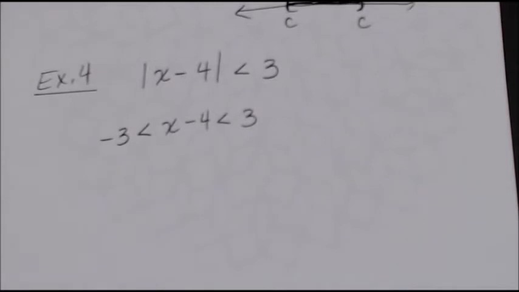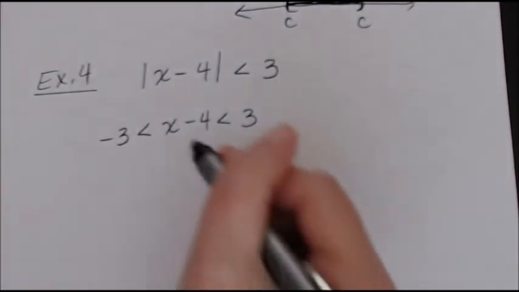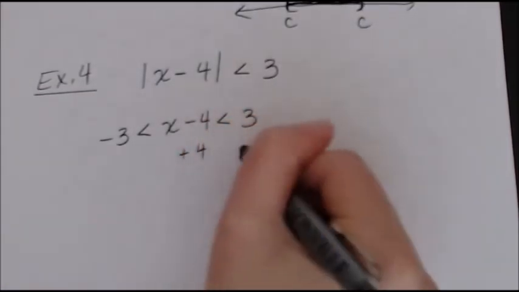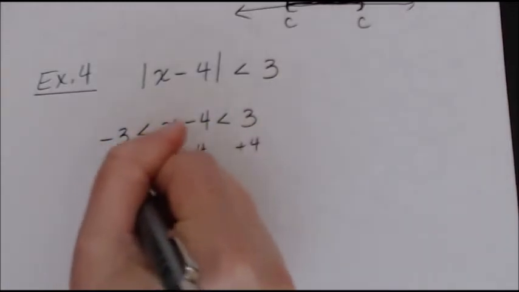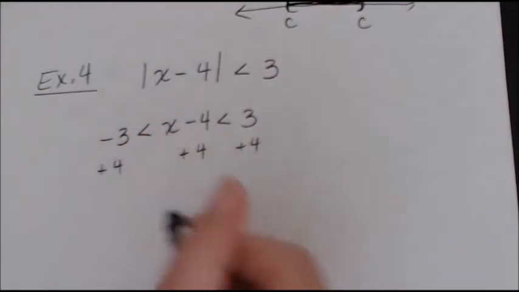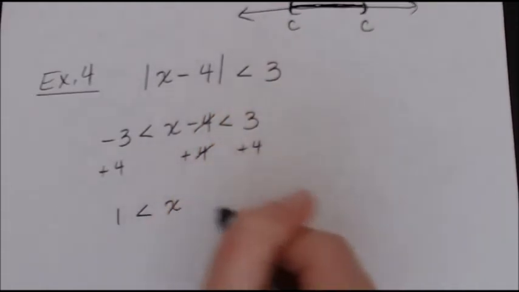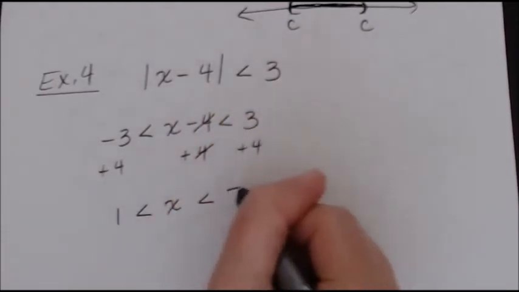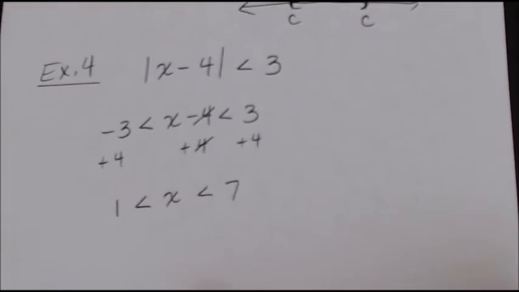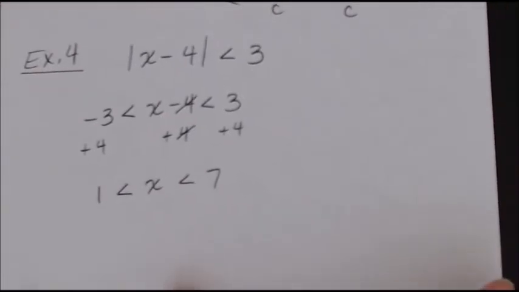And then we're going to solve that like we did a few minutes ago. So I need to get the x by itself. I'm going to add 4 to both sides, add 4 to both sides. Negative 3 plus 4 is 1. Of course, this goes away, so I just have the x in the middle, and then 3 plus 4 is 7. So my solution to this would be all numbers that are between 1 and 7.